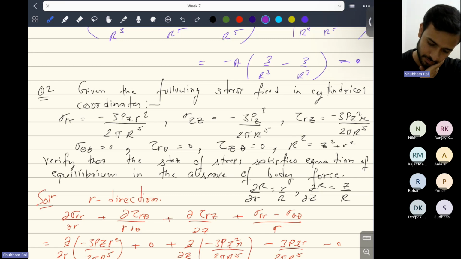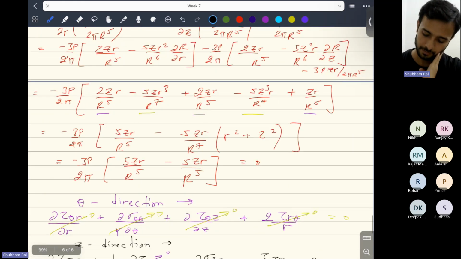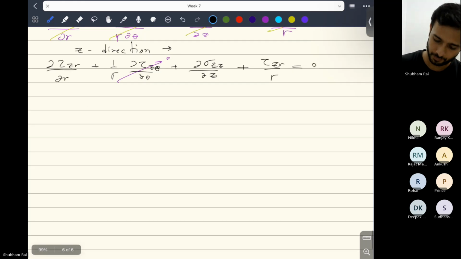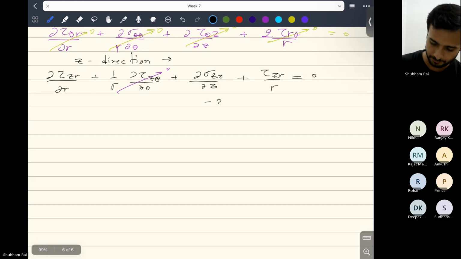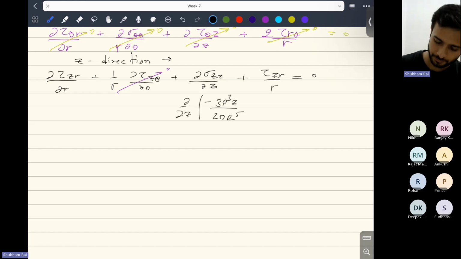Yeah, p cube z. So this will be z minus 3p cube z over 2 pi r5. So let's put that. And you have to differentiate this with respect to z.